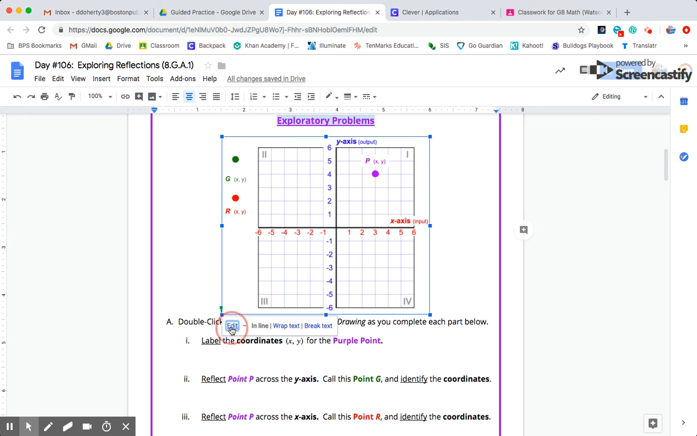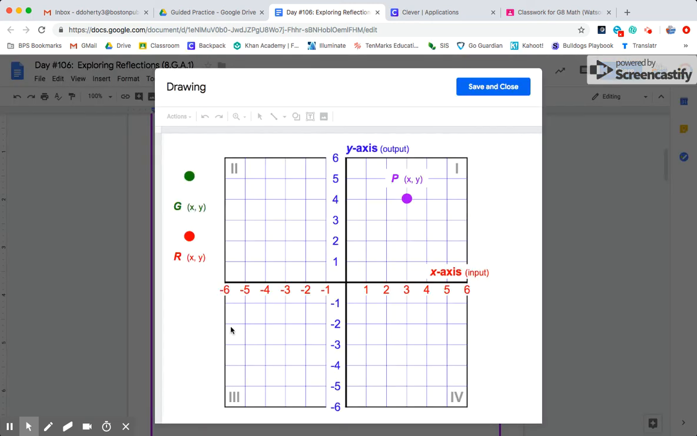So first things first, how do we label the coordinates for point P? I'd always label my x first. I see how far right or left it is. It lines up with the 3 on the x-axis. So the x-coordinate for point P is 3. For the y-axis, it lines up with the value 4. It's 4 units above the origin. So the coordinates are 3 for x, 4 for y. It's 3 to the right and 4 units up.